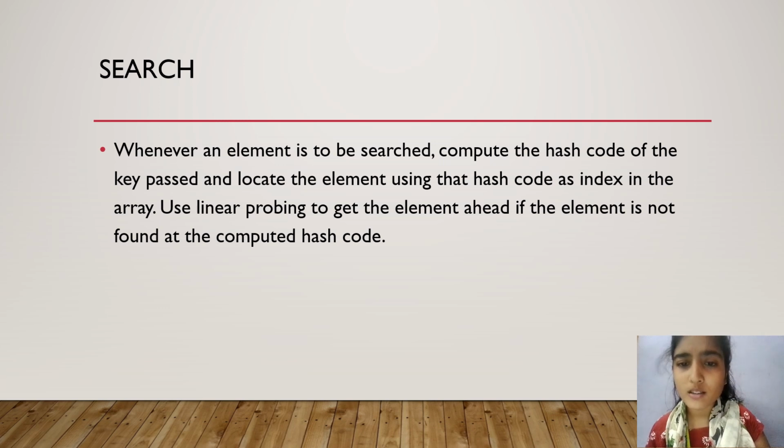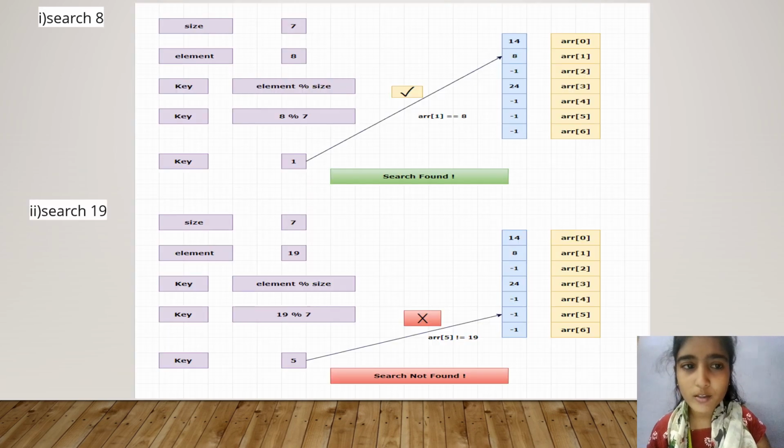Whenever an element is to be searched, compute the hash code of the key passed and locate the element using that hash code as an index in the array. Use linear probing to get the element ahead. If the element is not found at the computed hash code, linear probing plays a major role when we are not able to find the element at the hash code. Okay, moving to the next slide.